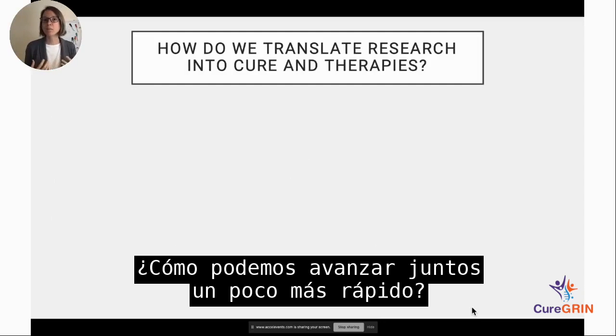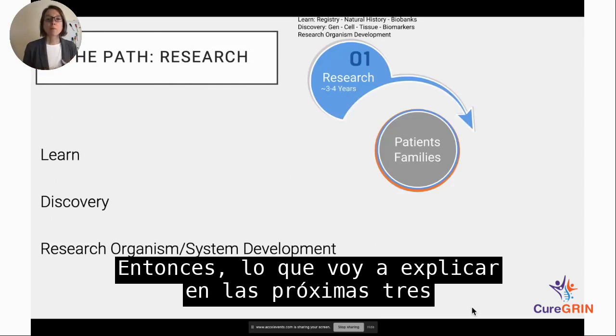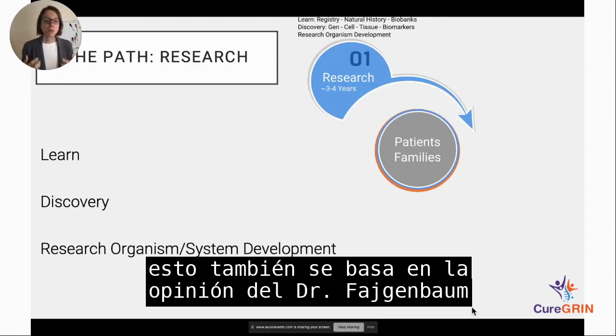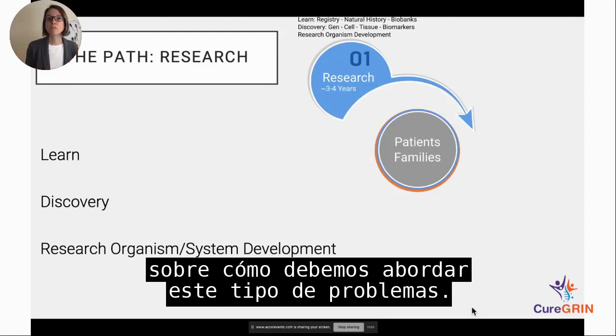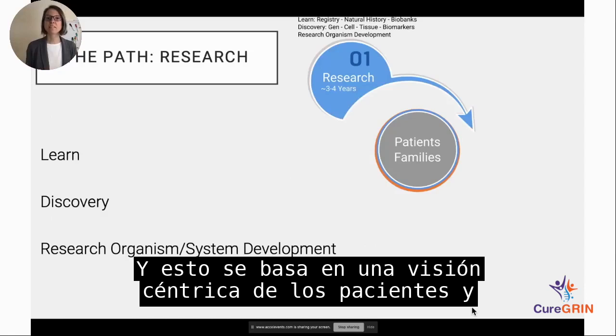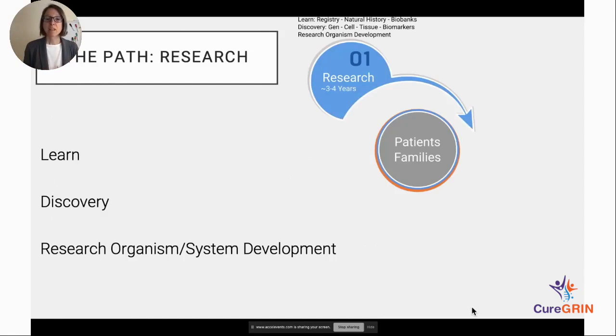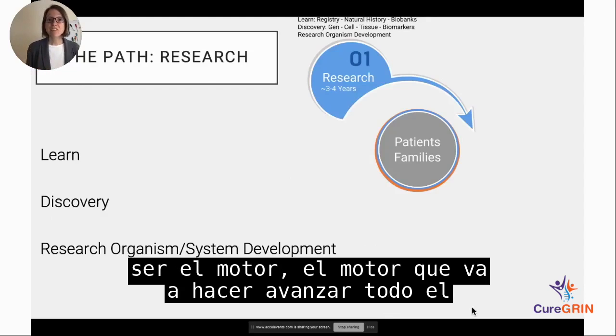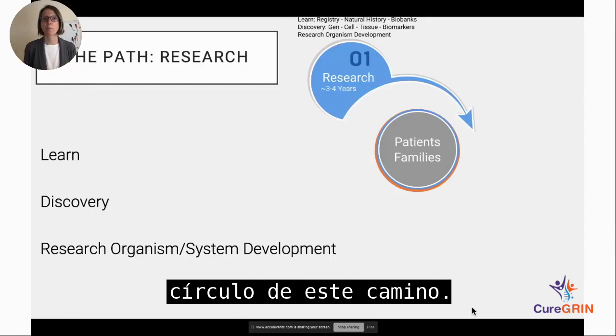How can I help? How can we push together a bit faster? So what I'm going to walk you through in the next 3 slides is what I see as the path to cure. And this is also based on Dr. Feigenbaum's view of how we should approach these kinds of problems. And this is based on a patient- and family-centric vision. So in this case, patients and family are going to be the motor, the engine that is going to be moving forward the whole circle of this path.